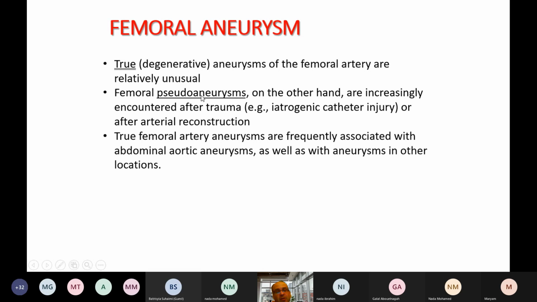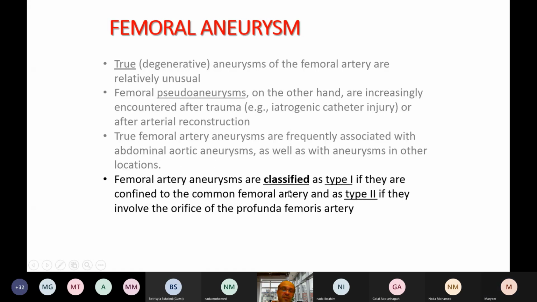I can do an intervention for an occluded vessel in my limb through the femoral artery. I can do coronary stenting through the femoral artery. So the femoral artery is exposed to iatrogenic injury, resulting in pseudo aneurysm. It is not common to have a true aneurysm, and whenever I find a true aneurysm, I have to think about concomitant aneurysm. True aneurysm is associated with femoral aneurysm, and femoral artery aneurysm is classified into types.